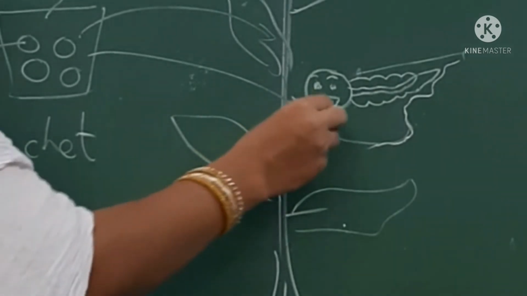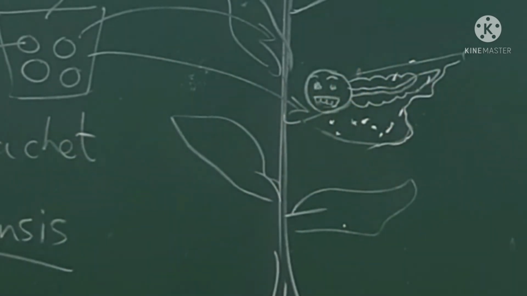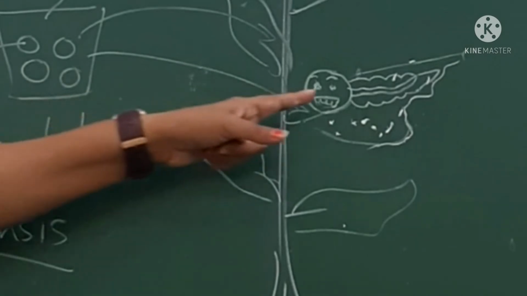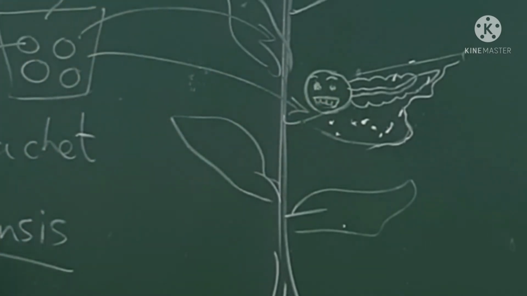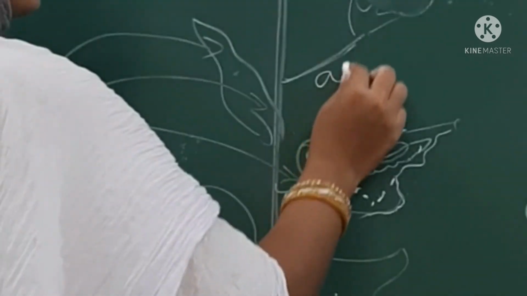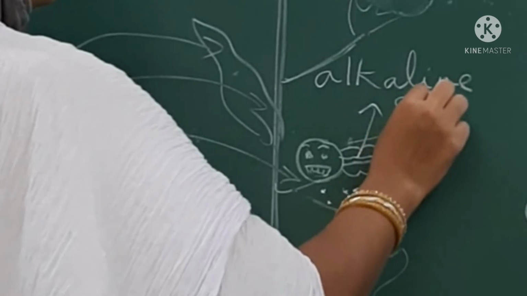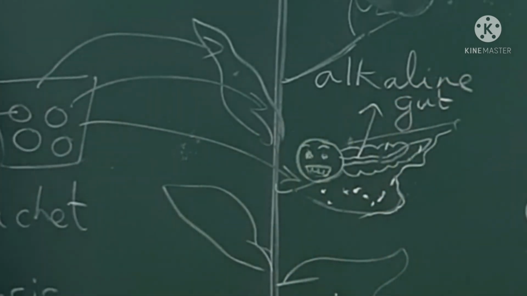So when that is sprayed, while the worm is trying to eat the leaves, by mistake it will swallow the spores. And once the spores reach its intestine, what medium is there in the intestine? Yes, very good. They have alkaline medium inside. Alkaline gut it is. Gut means intestine.